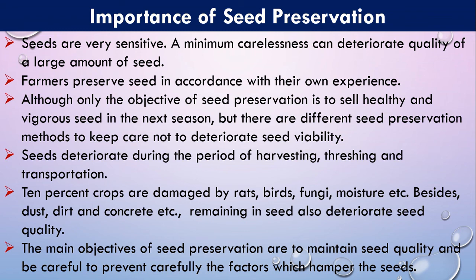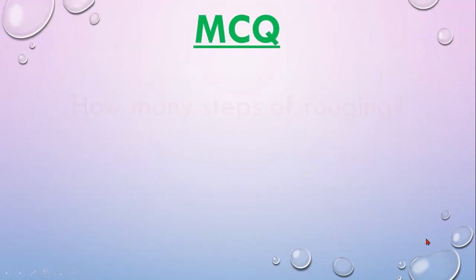in future. That means for the next season. Before the next season, you have to keep it fresh and vigorous. If we do not maintain the quality, the seed will be deteriorated or destroyed. So this is all about today's lecture.